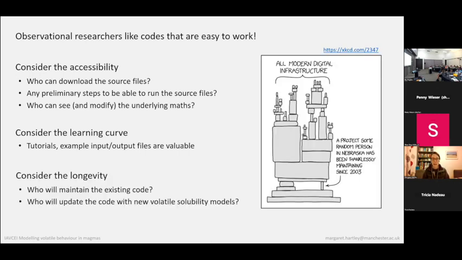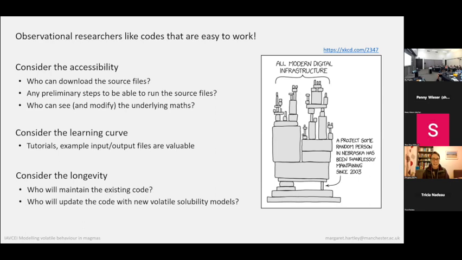And finally, consider the longevity of your code. We've heard a little bit about VolatileCalc and some of the limitations and simplifications that have gone into that code, but it has extraordinary longevity because it's just incredibly easy to use. So when you're thinking about developing a code, think about how long-lived it's going to be on a particular platform. Who's going to maintain that code? Is it going to need tweaks as the coding language undergoes evolutions? Who's going to update it as new volatile solubility models come online?